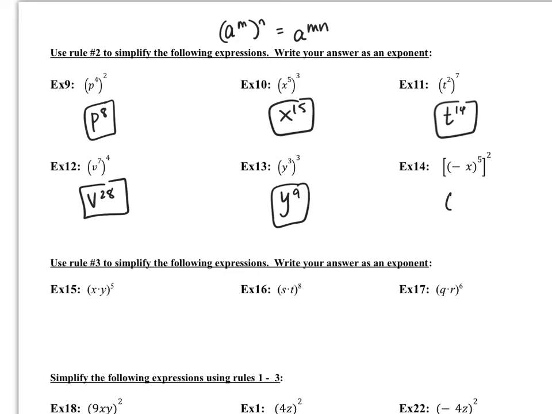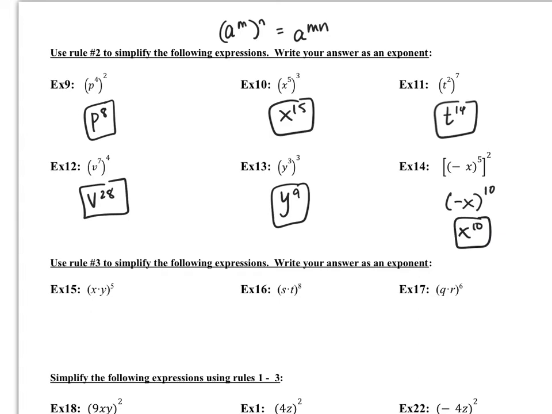Now in example 14, my base is negative x. I can multiply 5 and 2 to get to the 10th. And then if I picture myself expanding this out, that would be 10 slots with a negative x on each slot. Since it's an even number of negative signs, in the end, my answer would be positive anyway.